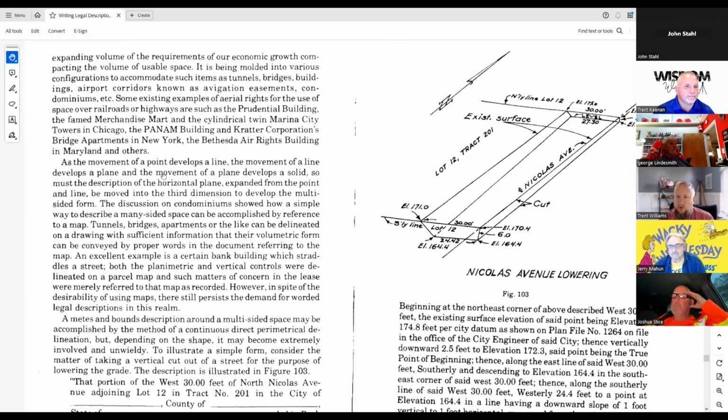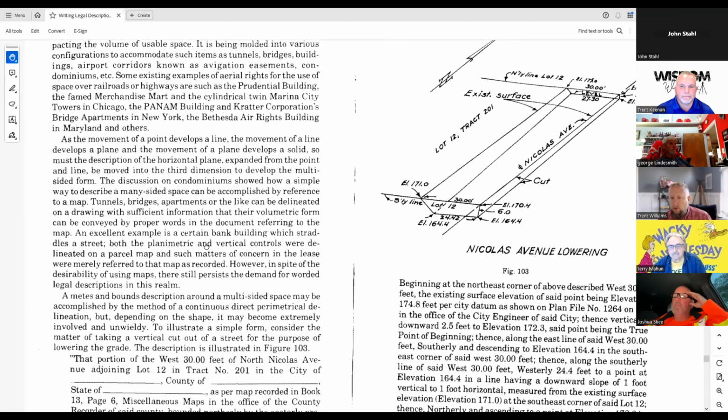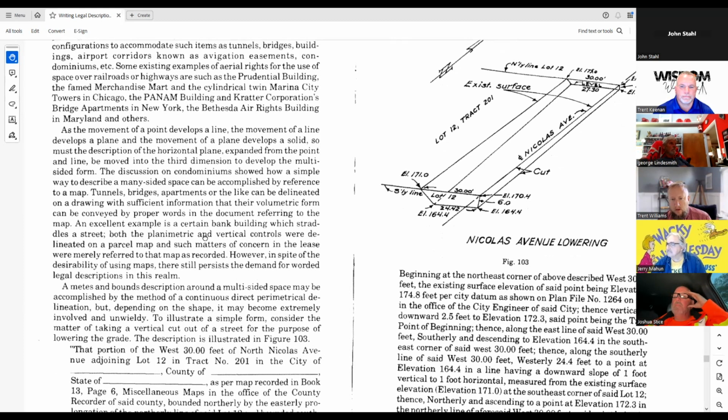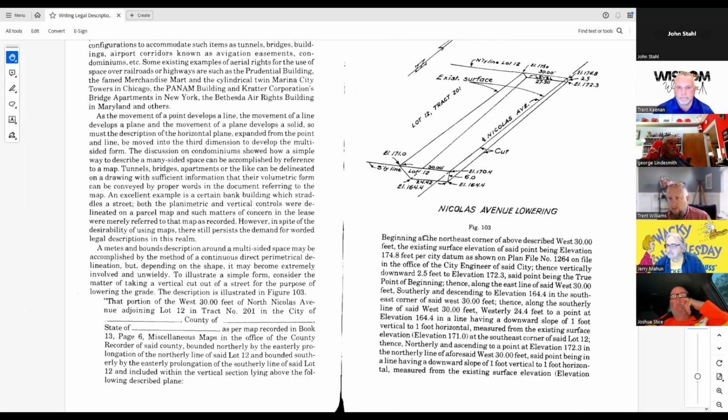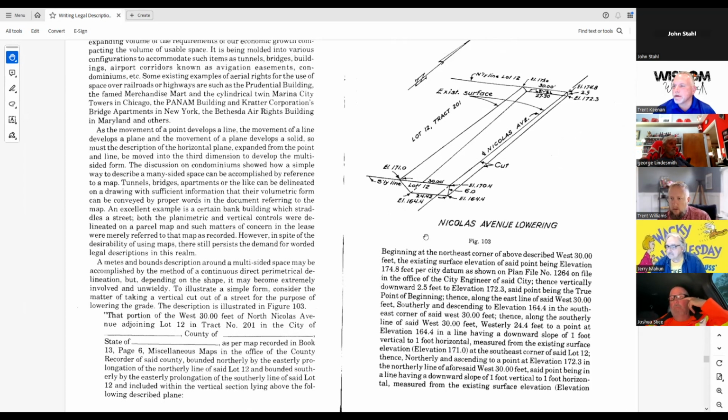Any other examples that you guys have worked with in vertical descriptions, or have you? It's probably more of a rare thing, but curious. Trent, you said you had a couple of court cases that you've been involved with. Yeah, on the view obstruction, same thing.